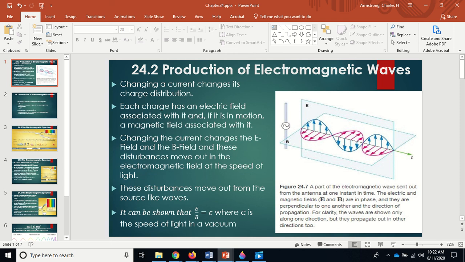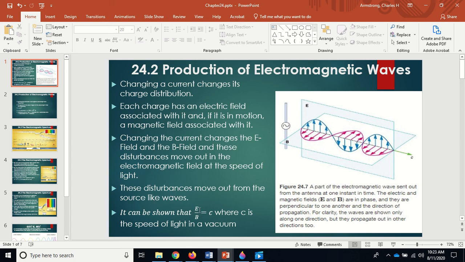Each charge has an electric field associated with it, and if it is in motion, a magnetic field associated with it. Changing the current changes the E field and the B field, the electric field and the magnetic field, and these disturbances move out in the electromagnetic field at the speed of light. These disturbances move out from the source like waves. It can be shown, and then here's what they have.